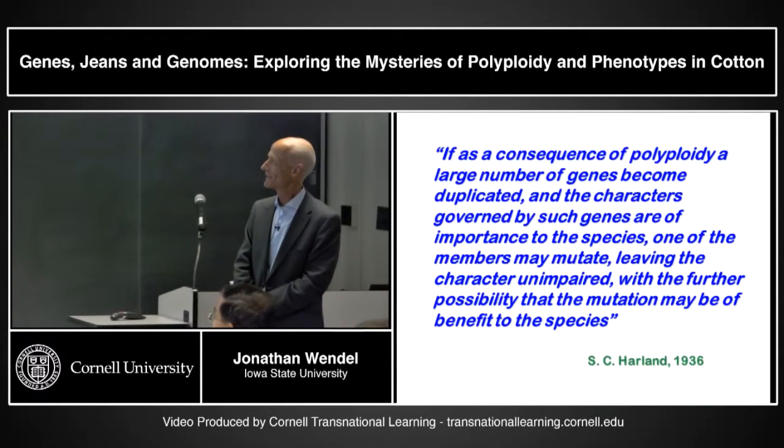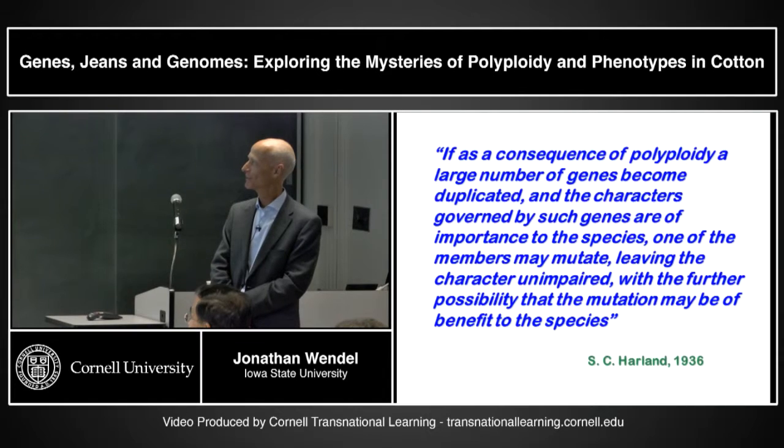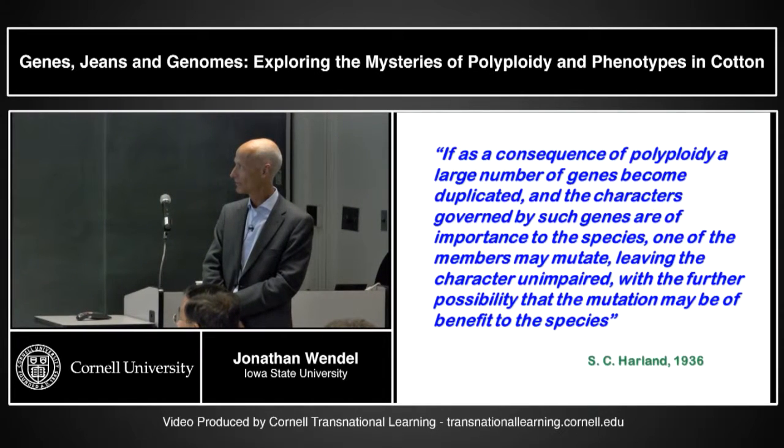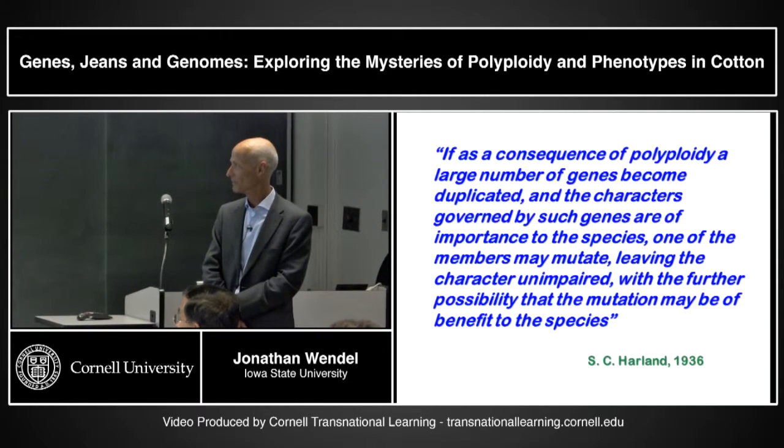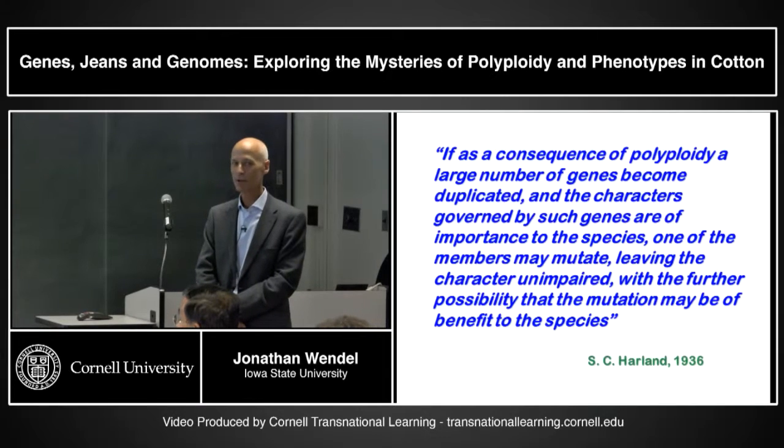If as a consequence of polyploidy, a large number of genes become duplicated and the characters governed by such genes are of importance to the species, one of the members may mutate, leaving the character unimpaired, with the further possibility that mutation may be of benefit to the species. Isn't that wonderful? So Harlan wasn't the first person to say this, but he was really important.